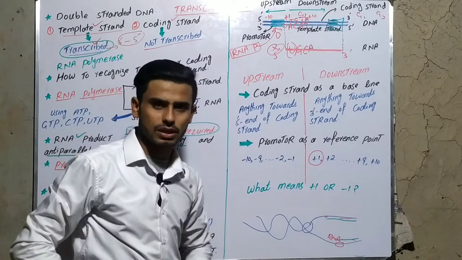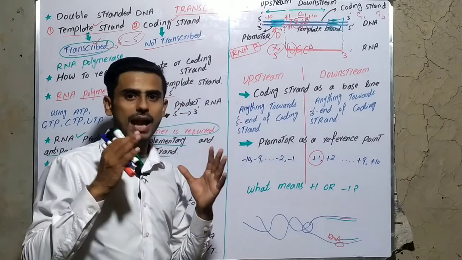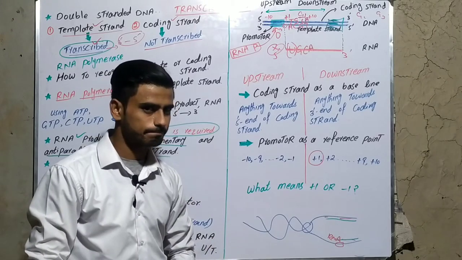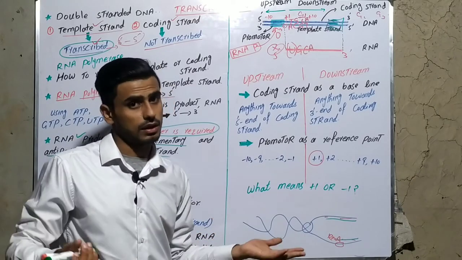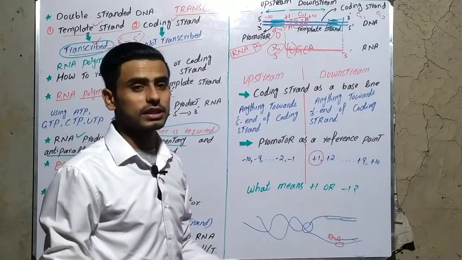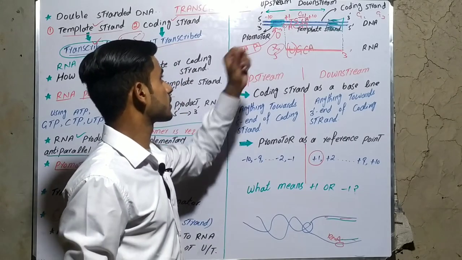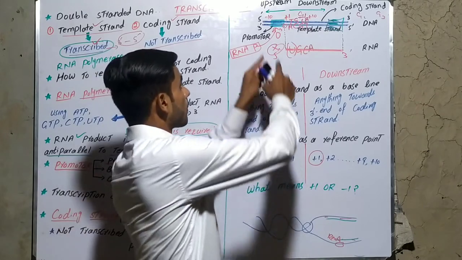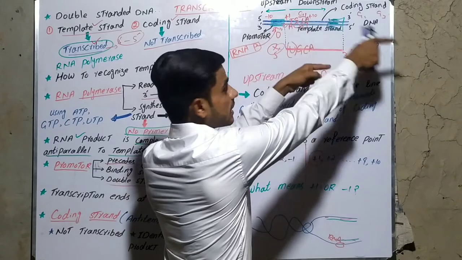So I would like to ask a question: tell me the point at which transcription starts on the template strand. What is that point? Promoter, plus 1, plus 2, or minus 1? Exactly, plus 1, because the 0 point is the promoter. The promoter is not going to be transcribed, so transcription will not start at the promoter, and it will not start at minus 1, because transcription proceeds from promoter to terminator. So transcription will start in this way, not in this way.